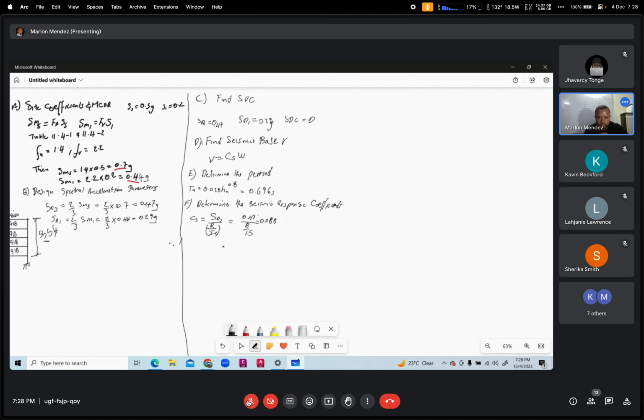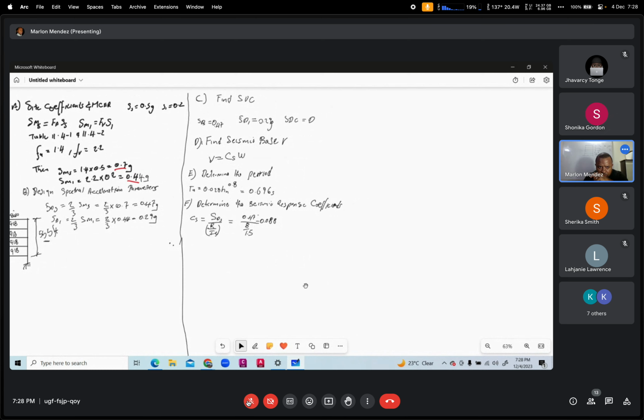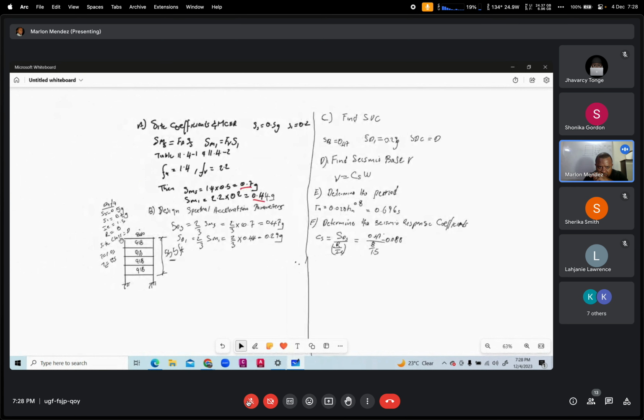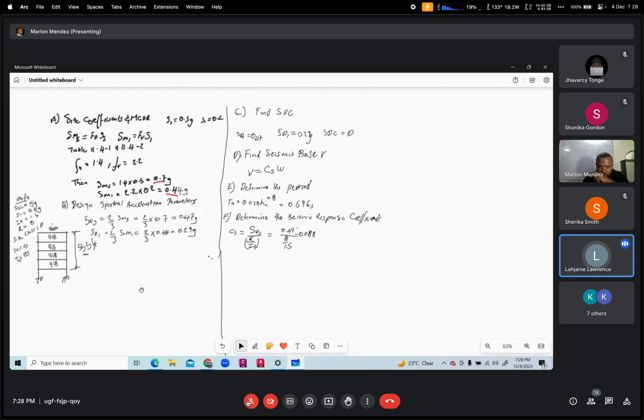Sir, where do you get your R value? I've given the R value. You gave the R value before? Yeah. See it here. Okay. Sir, look back at the equation to determine the period. Where was the H, sir? The H. Sorry, it's H_n. My bad. What is this H_n?